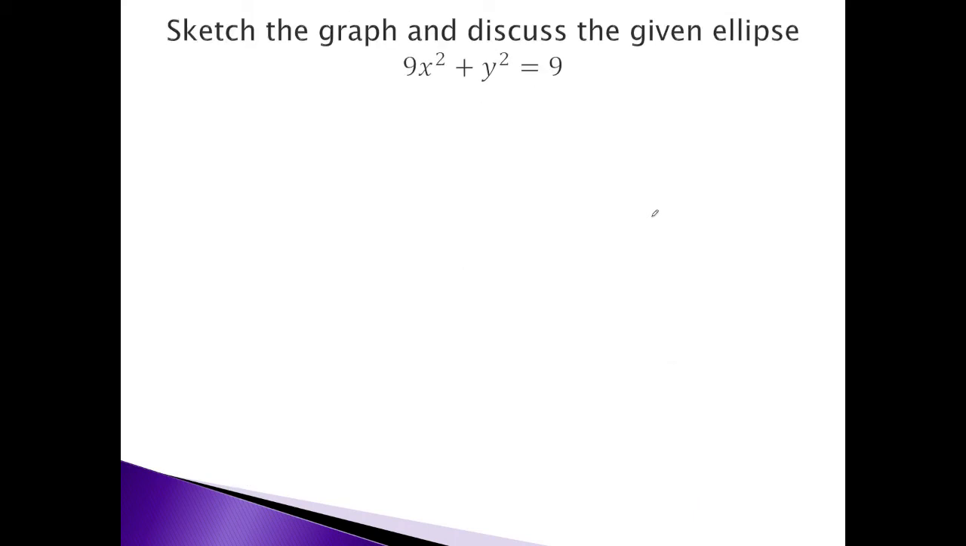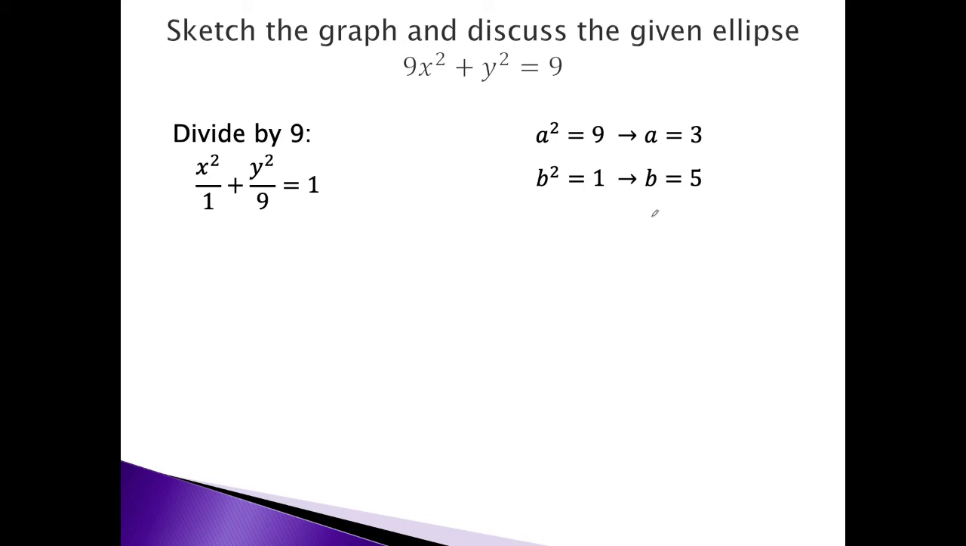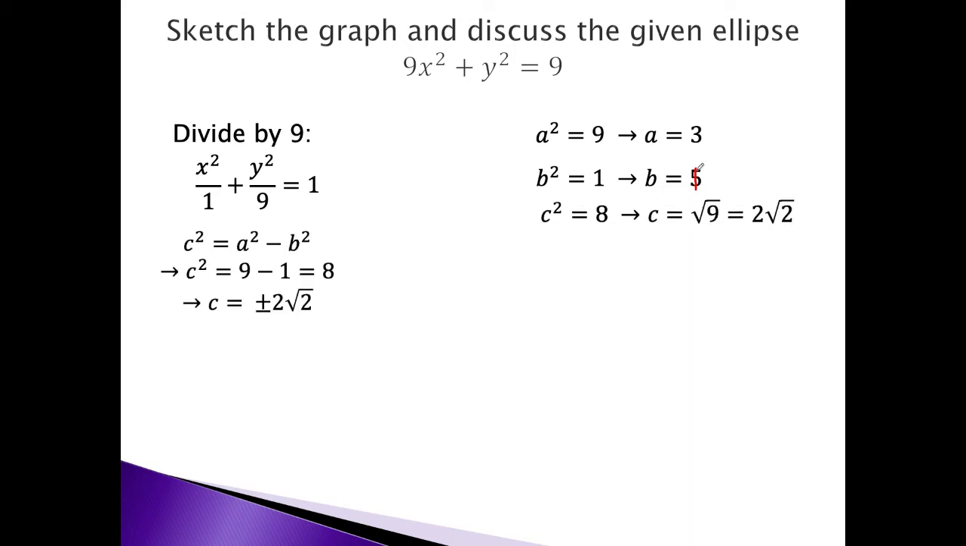Sketch the graph and discuss the given ellipse: 9x squared plus y squared equals 9. The first thing we're going to do is divide by 9 to put this in standard form. So we have x squared over 1 plus y squared over 9 equals 1. This tells us that a squared is 9, which means a is 3. B squared is 1, so b is 1, not 5. C squared is 9 minus 1, which is 8. So c is 2 square roots of 2.